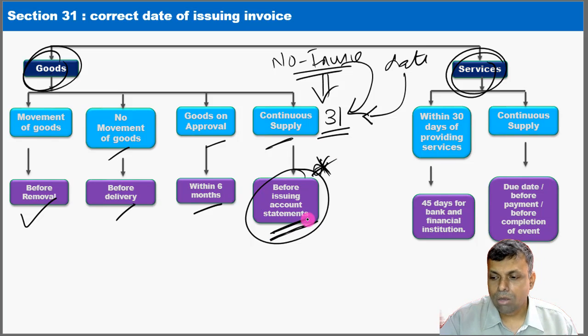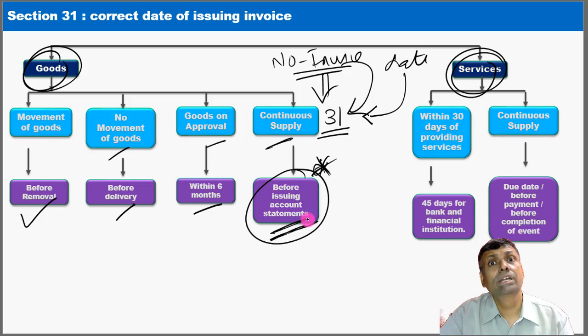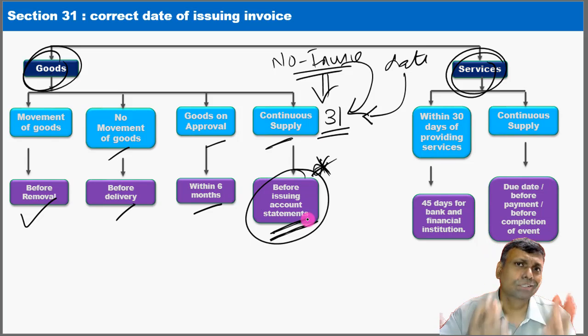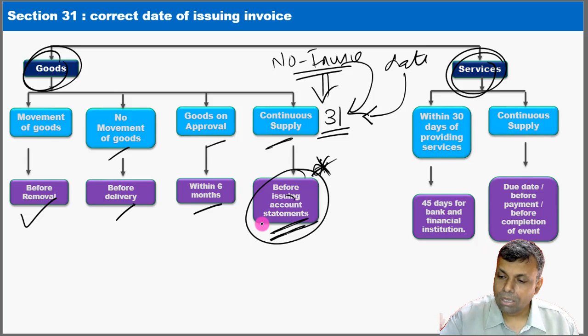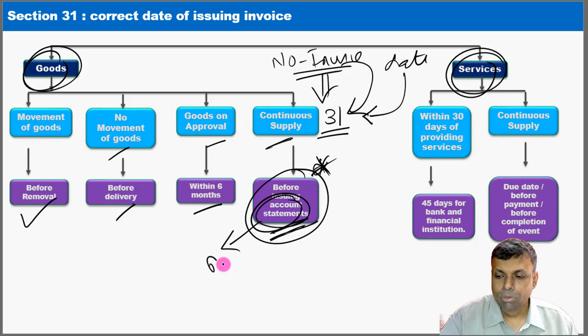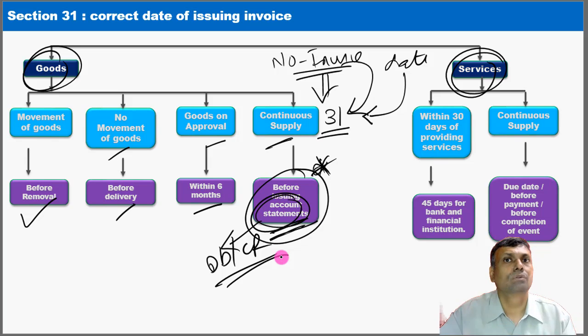So before issuing the accounting statements, that means, say for example, you are giving a quarterly statement to your customer saying that, okay, this is your quarterly payment which has already fallen due. So in that case, before the date of issue of accounts ledger, you should have issued the invoices. And this is a very logical law, because in your account statements you will be doing debit credits. How can you debit credit the transaction without the issue of invoice?